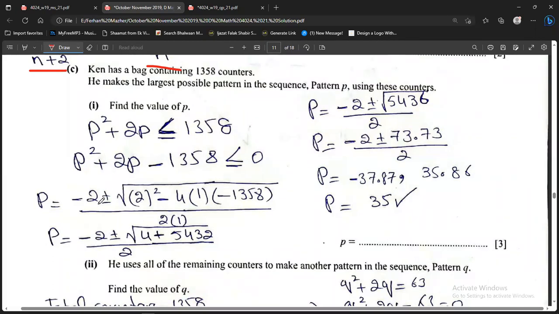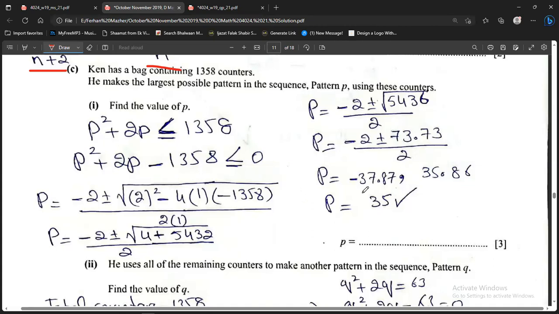So it's minus 2 plus minus under root 2 square minus 4 into 1 into minus 1358, divided by 2 into 1. I'm applying the quadratic formula. It's minus 2 plus minus square root of the 4 plus 5432, the whole thing divided by 2. So that is P equals minus 2 plus minus under root of this. And the P will be minus 2 plus minus 73.73 divided by 2.